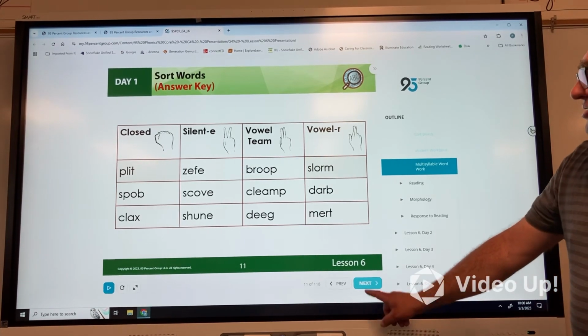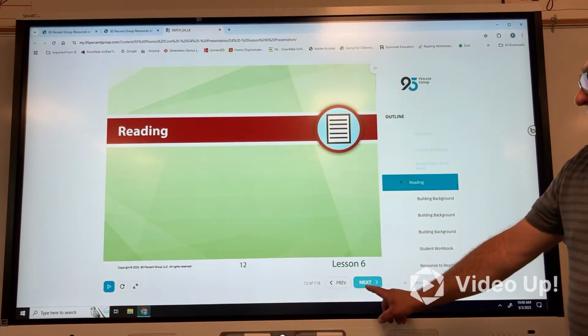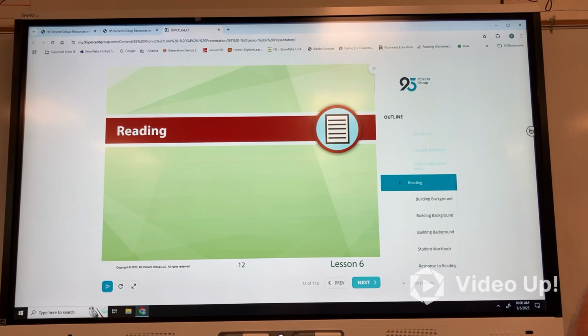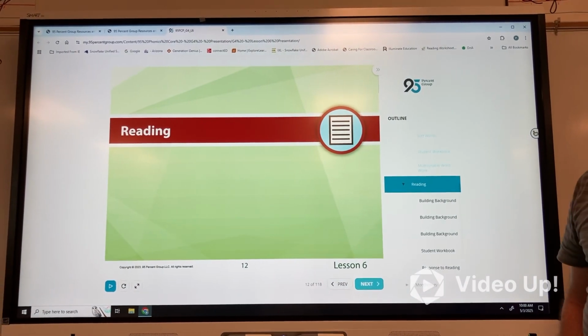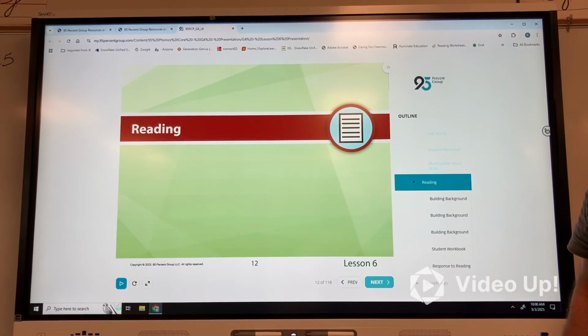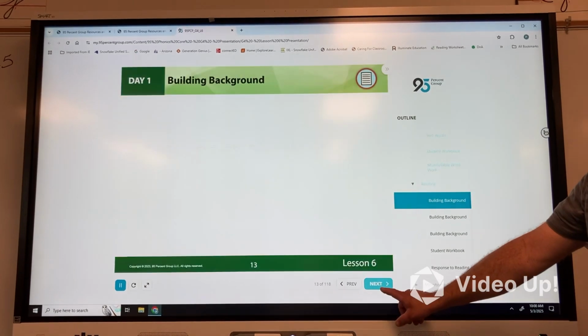The next segment is going to talk about our reading section and how it connects in. They do not have us do the reading section on this day, but throughout the week we'll do multiple readings of the same story.